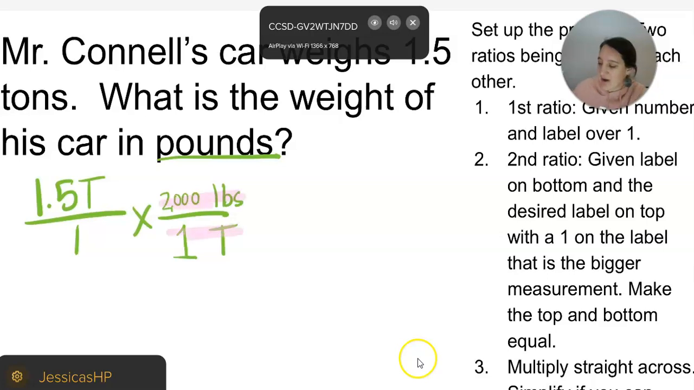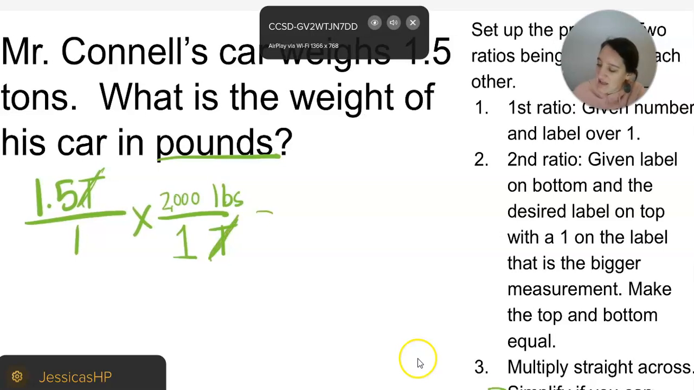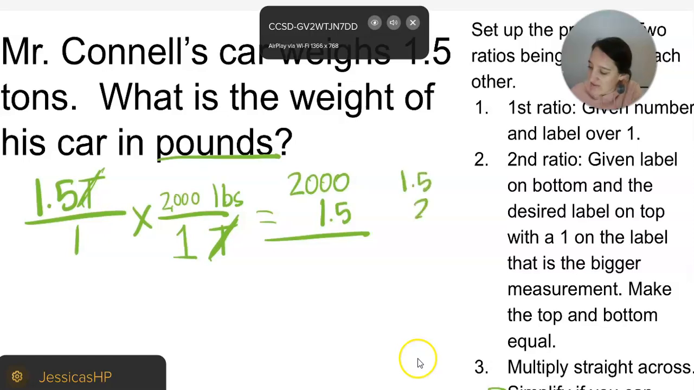Remember that the top and the bottom must be the exact same amount or the exact same distance. Okay, now we're going to multiply straight across, cancel out the tons, and we're left with 1.5 times 2,000. I'm going to swap this a little bit and times it by 2. Here's my decimal. Okay, but now I'm going to add the 3 zeros behind it.